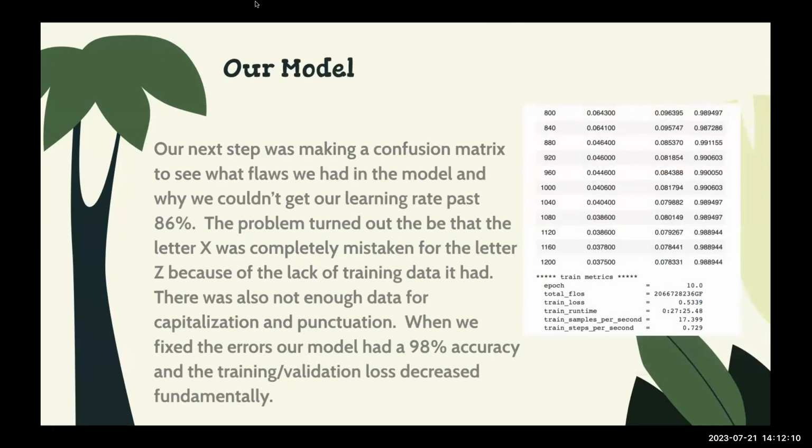Afterwards, we made a confusion matrix just so we can see what the model was getting wrong and why we couldn't increase the accuracy. And it turned out that the letter X was just being completely mistaken for the letter Z, because it lacked a lot of training data, and we just simply didn't have enough data for capitalization and punctuation since we manually had to put that in. So we fixed those errors and ended up with a 98% accuracy, and the training and validation loss decreased fundamentally, as you can see in the picture right there.